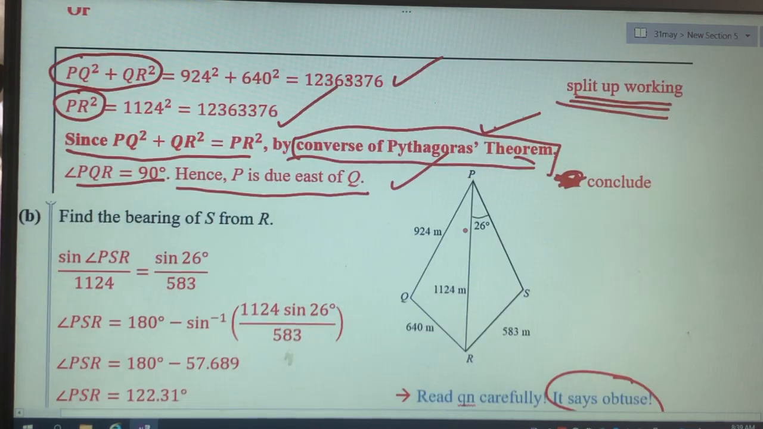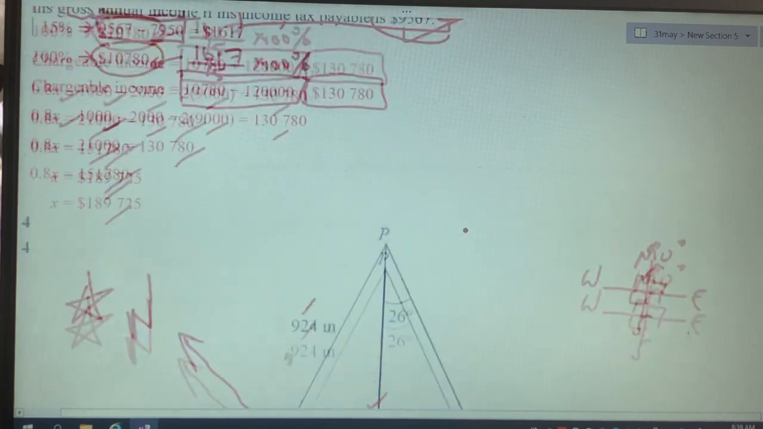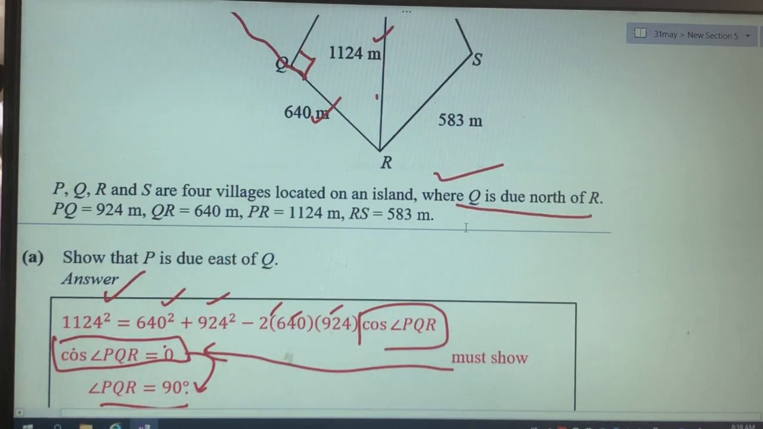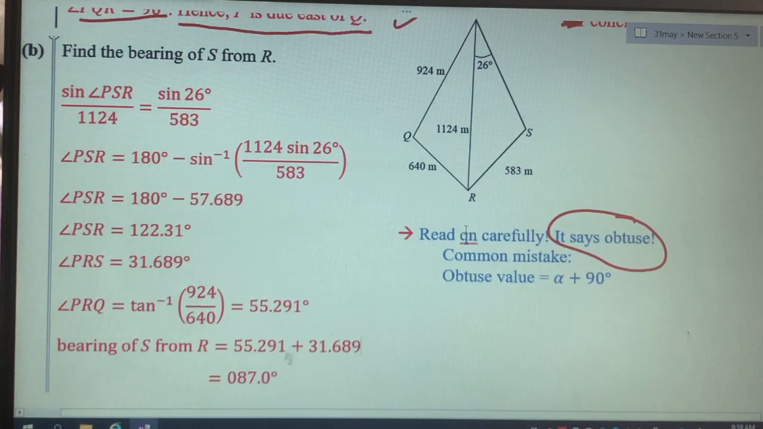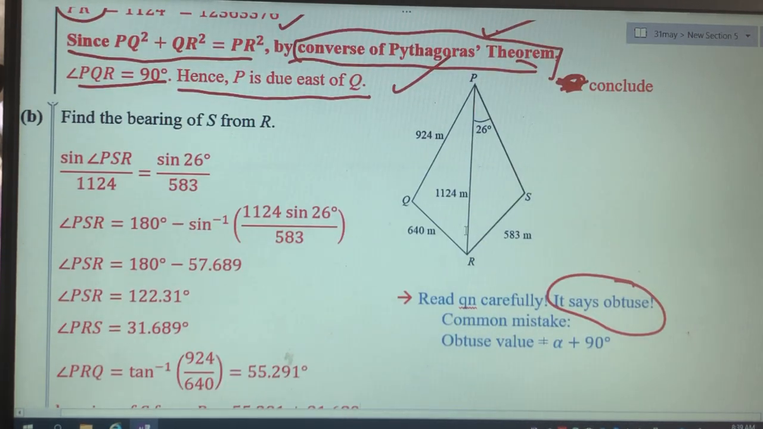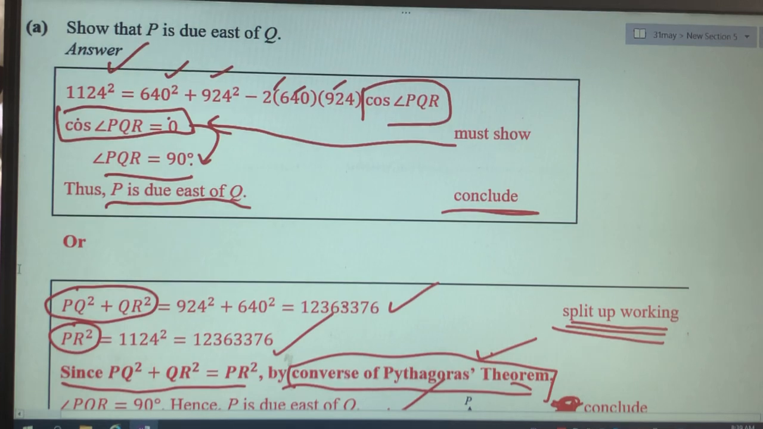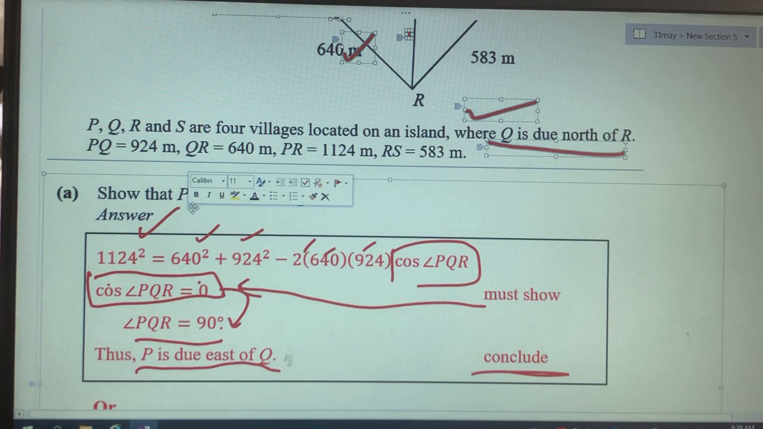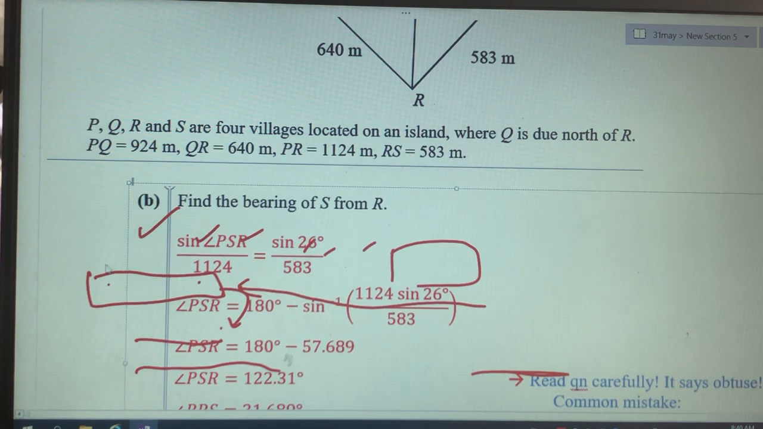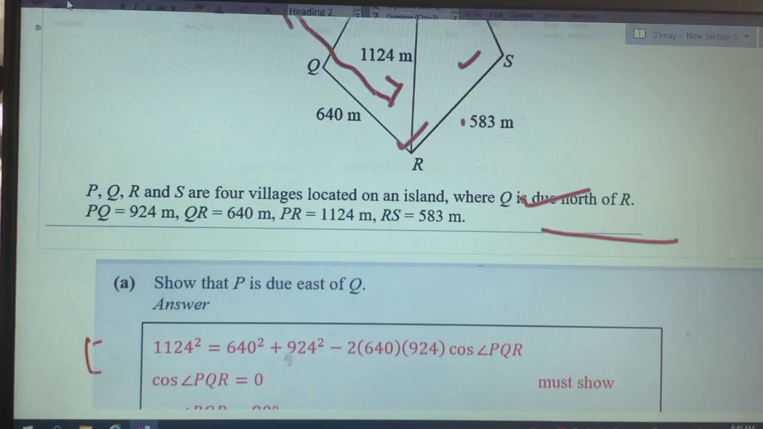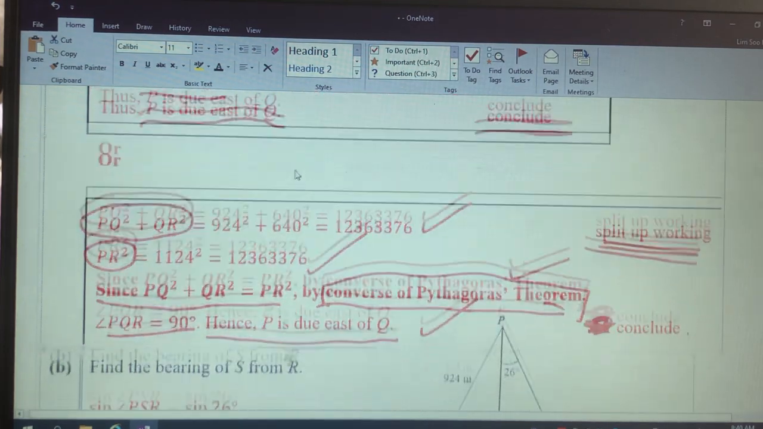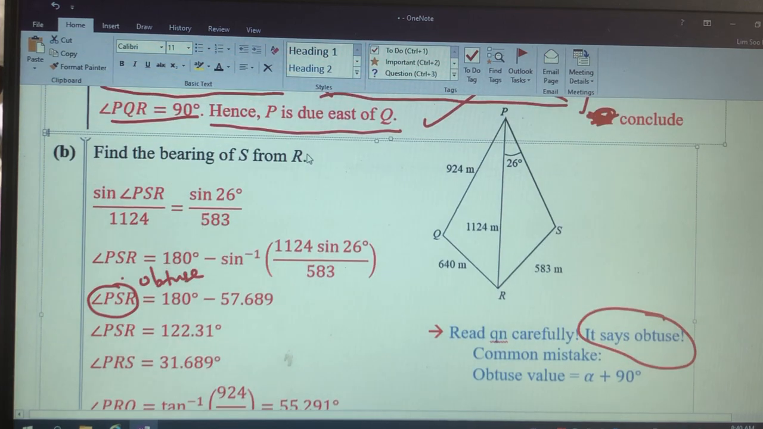Where is it? I think I accidentally... okay, you're going to read the question. It stated somewhere that PSR is obtuse. I think I accidentally blocked it. Let me check whether it's hiding behind here. Okay, I think I accidentally cut it. Oh dear. Okay, never mind. I think you go and check your own paper, okay? It's hidden, it's written somewhere.